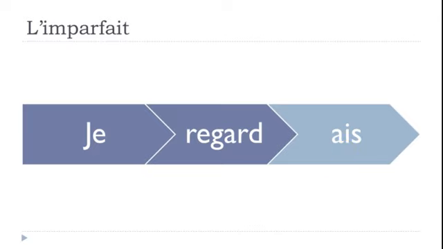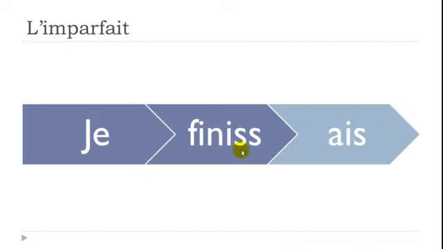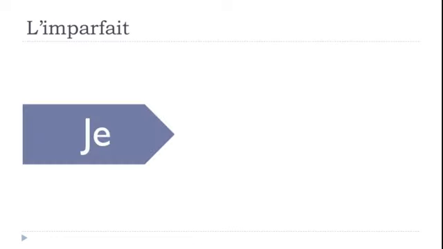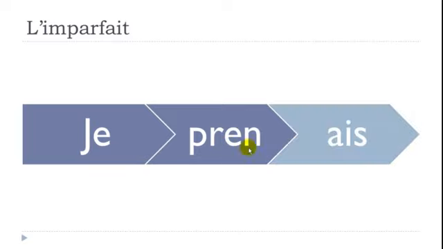All right, so if we have the example for finir, it was finiss. Remember this form that we got from the nous form of the present. Okay, so finiss, and then you add je finissais. All right, and then the last verb we had was prendre, if I remember correctly. Yes, and it was prenn. Okay, the form that we got when we took away this ONS ending from the present. Okay, so prenn, and then you add your ending, je prenais.